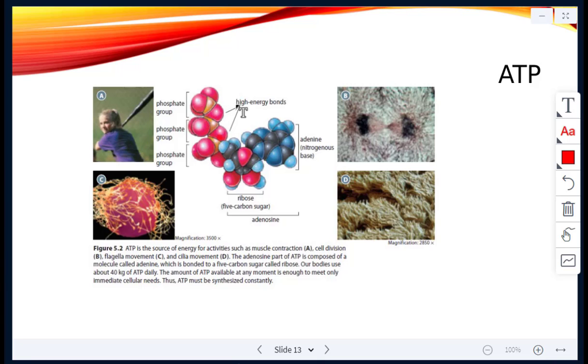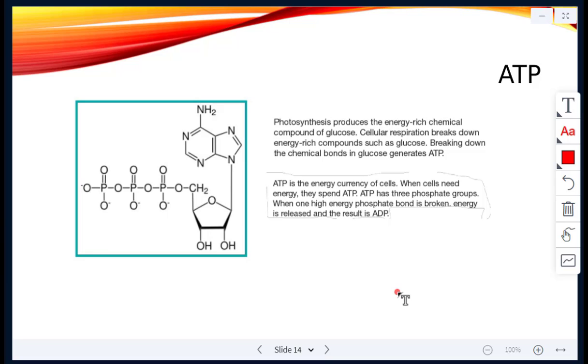There are also high energy bonds between those phosphate groups. Our bodies use about 40 kilograms of ATP daily. The amount of ATP available at any moment is enough to meet only immediate cellular needs, so ATP has to be synthesized constantly. Here is just another model showing ATP. So you've got the sugar here, the adenine, and then the 3 phosphates here, the P's representing those phosphate groups.